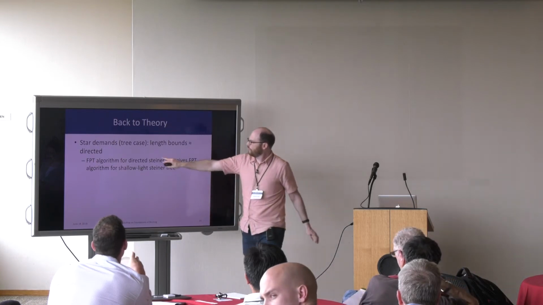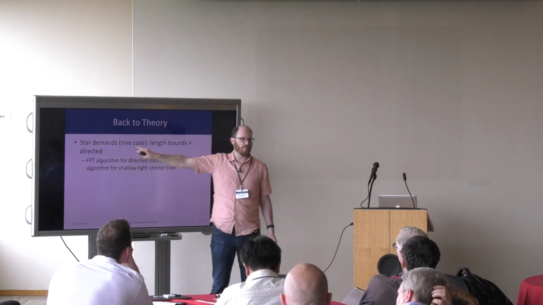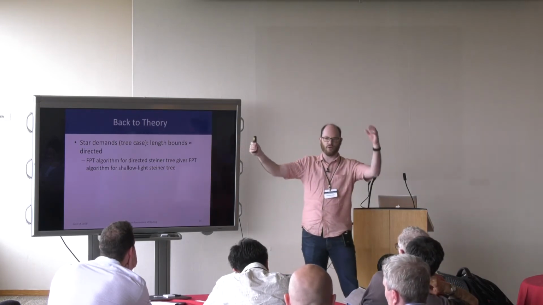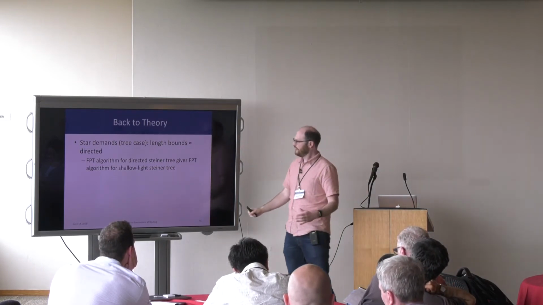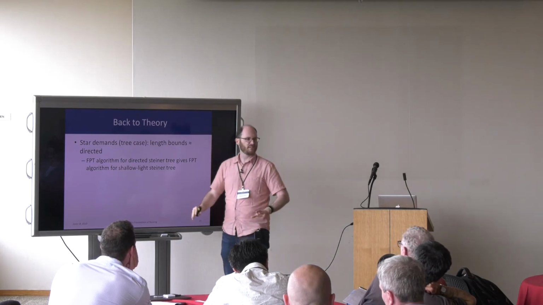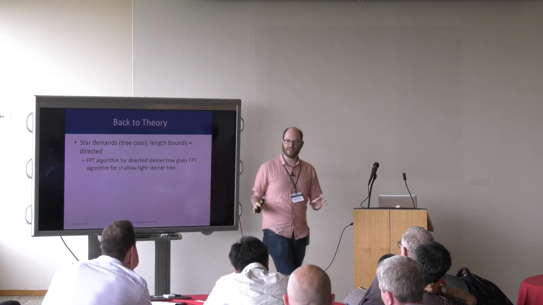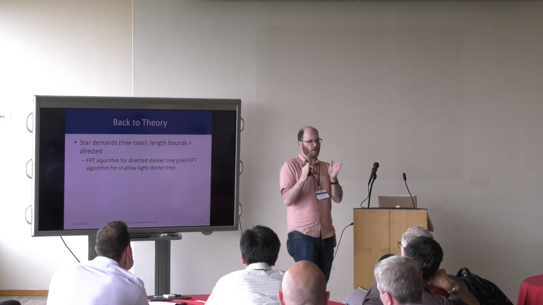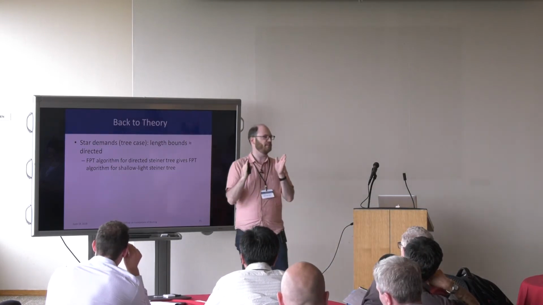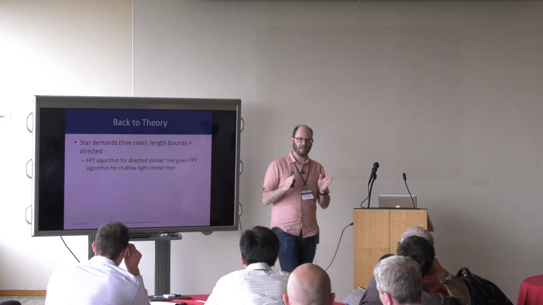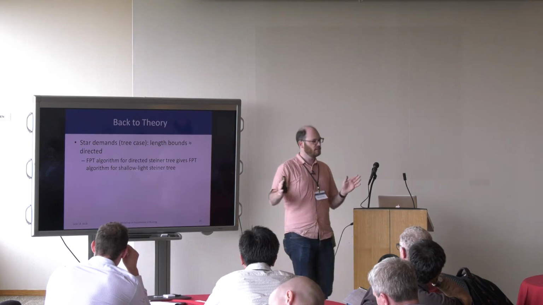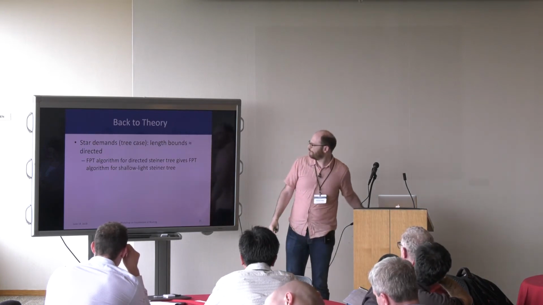Good. So for the tree case, so for star demands, think of this as the shallow light Steiner tree, right? My demands are a star from the sink to all the neighbors of the source. It turns out, for reasons I'm not going to go into, because a lot of people here aren't theory people, and I don't want to bore you, that having length bounds is kind of morally similar to having directed graphs. You can do a kind of layered transformation, and things work as long as you have star demands. This all works out fine.